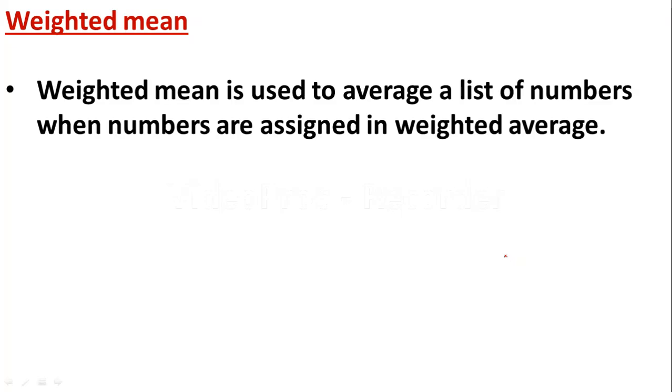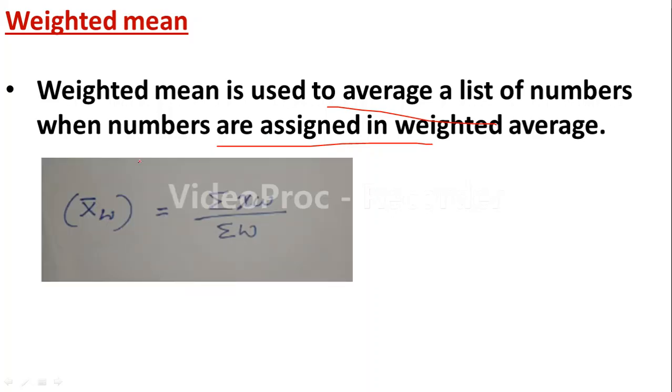The next one is the weighted mean. The weighted mean is used to average a list of numbers when the numbers are assigned weights. It means for the given data we are going to give weights, categorizing the observations based on their importance. Here also there is a formula: x weighted mean is equal to sigma xw divided by sigma w. Sometimes we may get these formulas in examination.